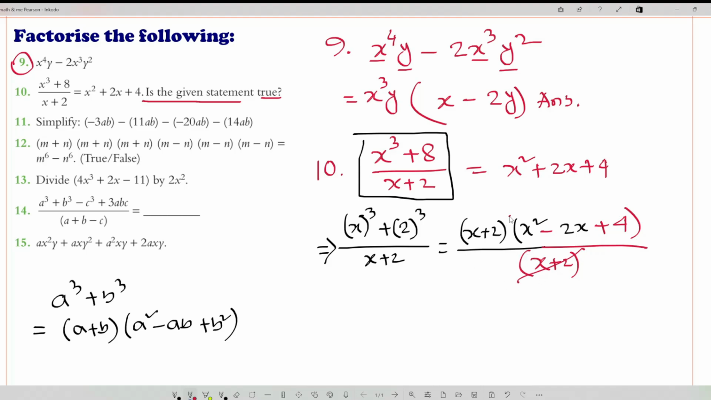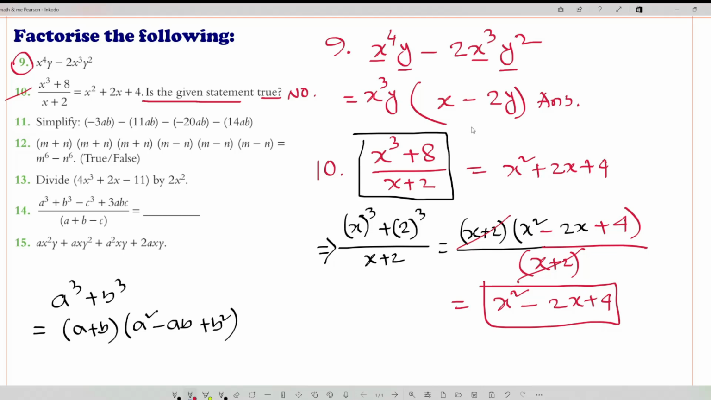So x plus 2 out. The answer will be x square minus 2x plus 4. Therefore this statement is wrong. Or is the statement true? No, it's not true. It's a false statement. The answer should be x square minus 2x plus 4.